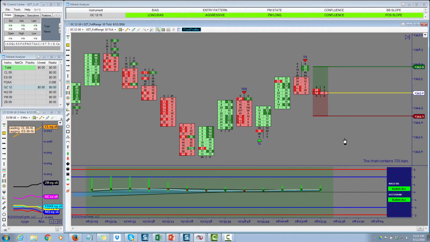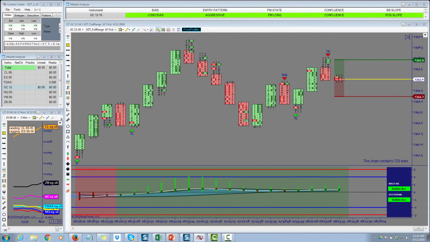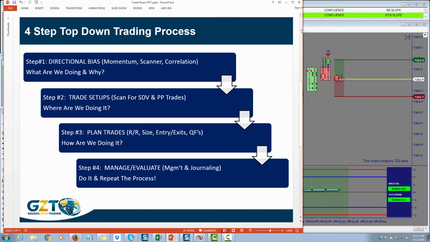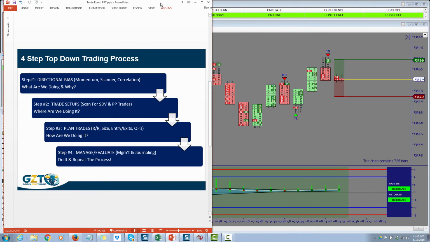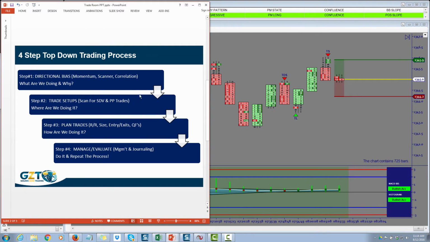Now, you'll notice here that I have a green background at the bottom. Remember I said earlier that the first step in the trading process is about picking a directional bias. Well, the directional bias for us is very simple. When things are green, we go long. When things are red, we go short. We don't need to make things more complicated. Keep it simple. Just follow the plan.